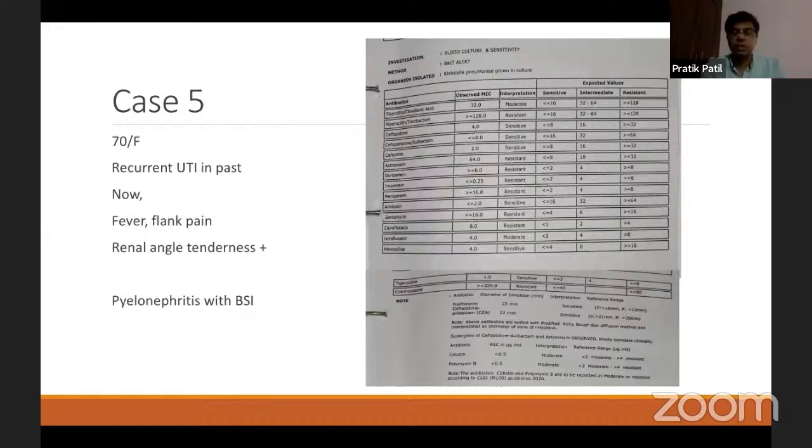So these are the things you need to ask the microbiologist as a clinician. You need to have a constant discussion with the microbiologist to get the best out of your cultures. It is very important to have a dialogue with the microbiology team.